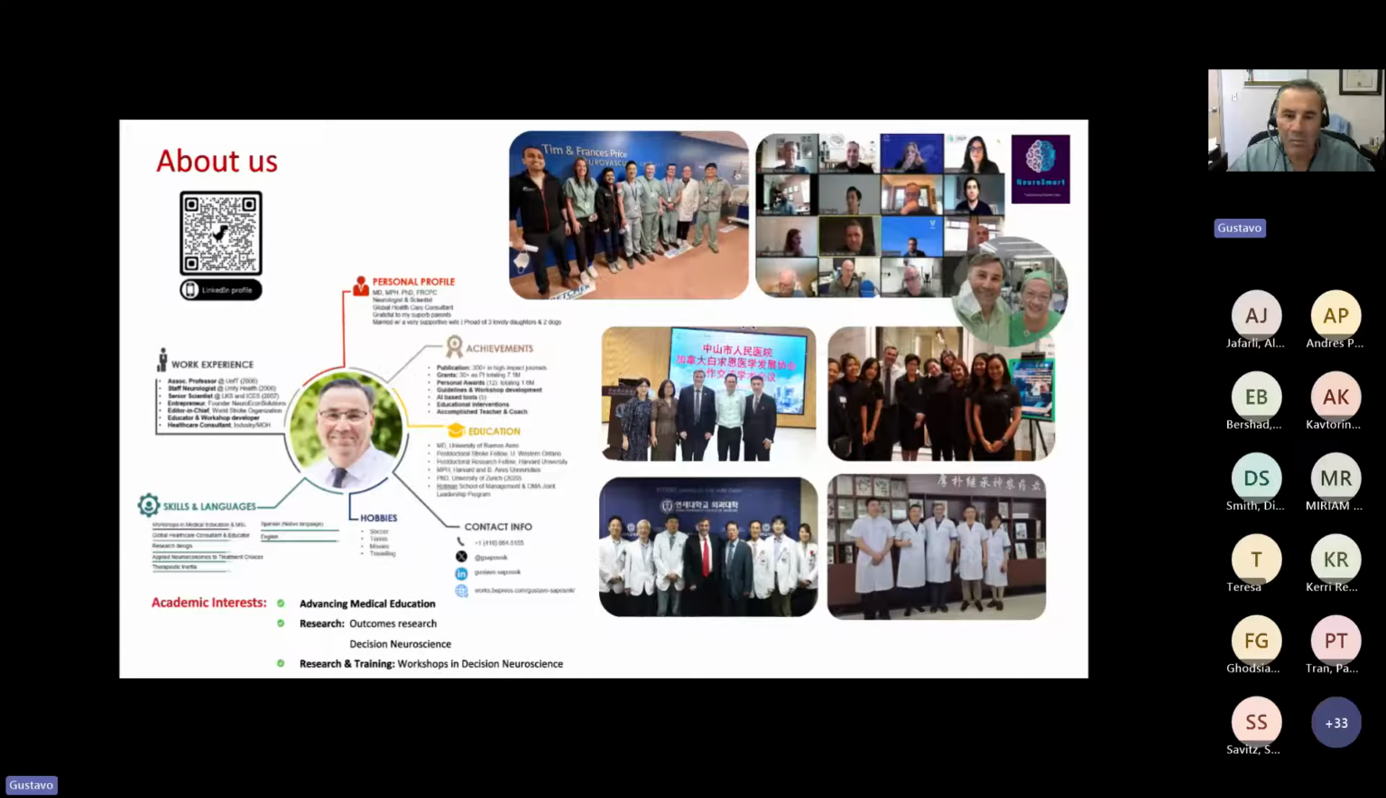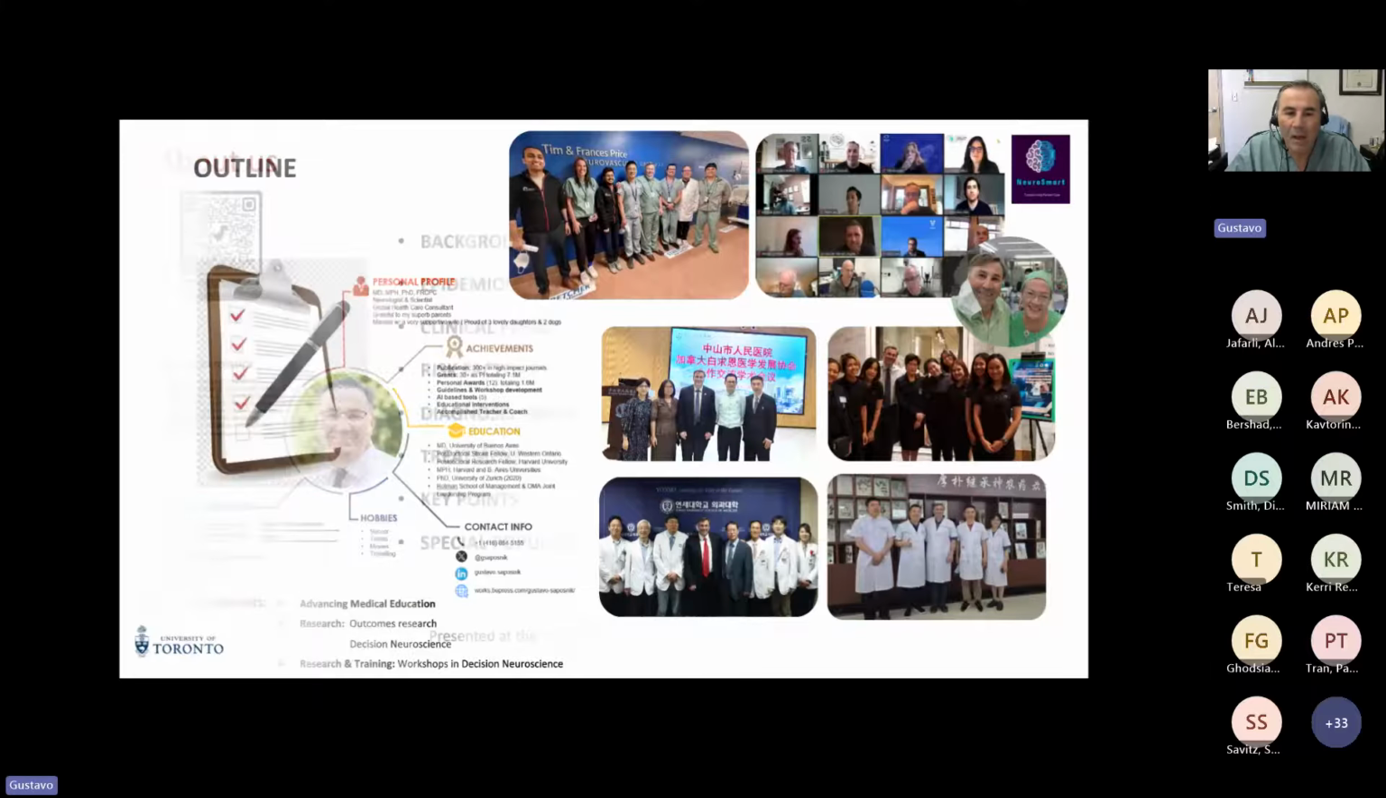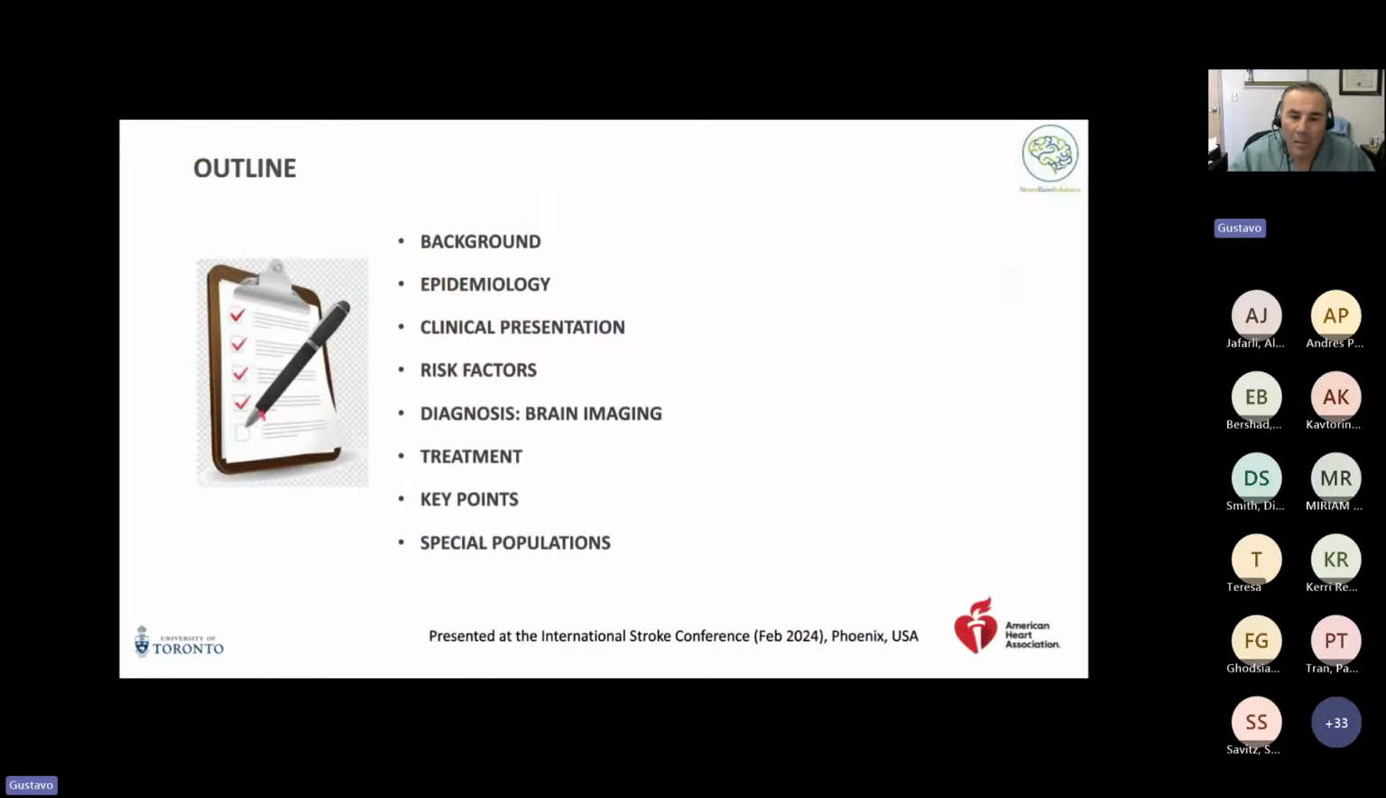I'm a scientist also. I've included my academic interest, and I've also been interested in how to deliver digital content in terms of medical education.